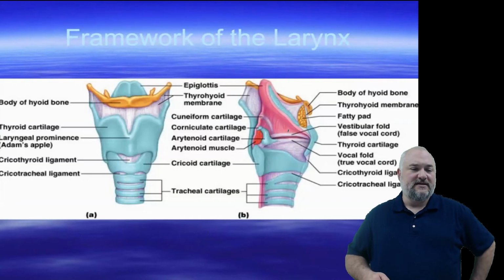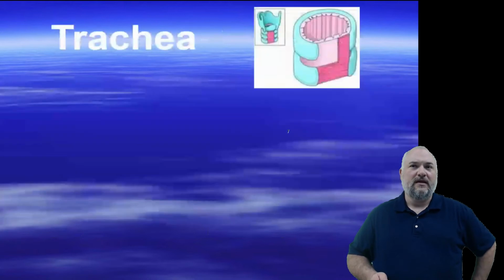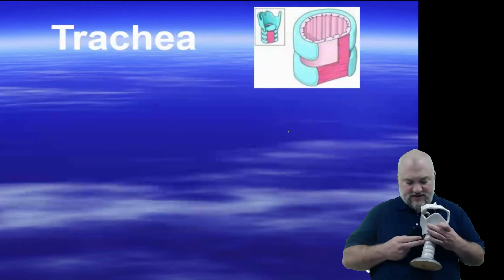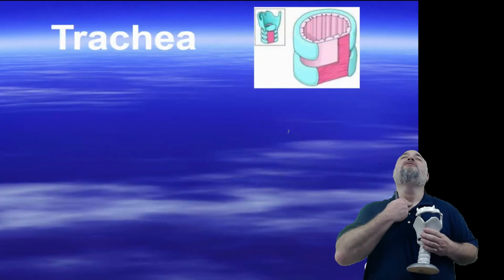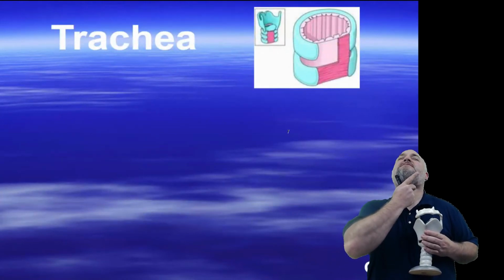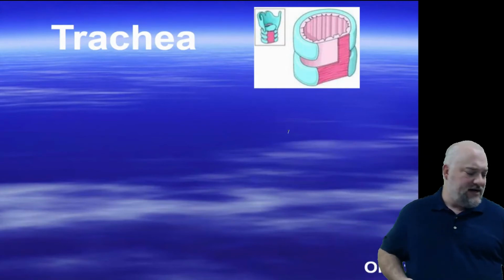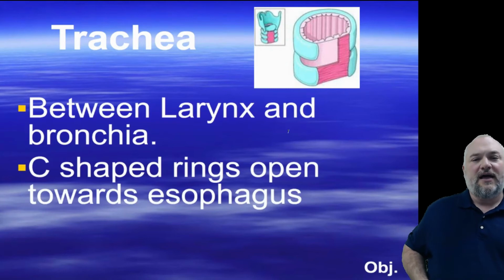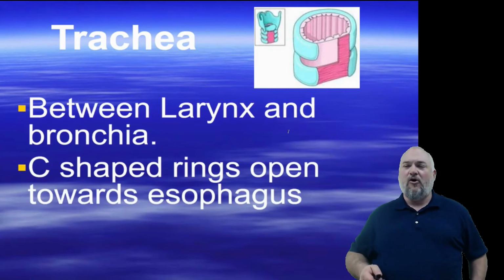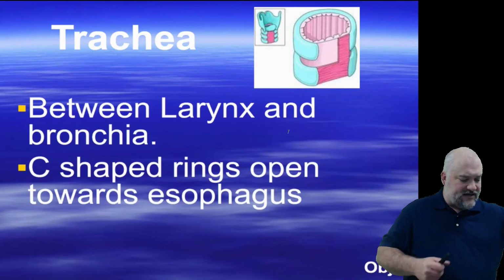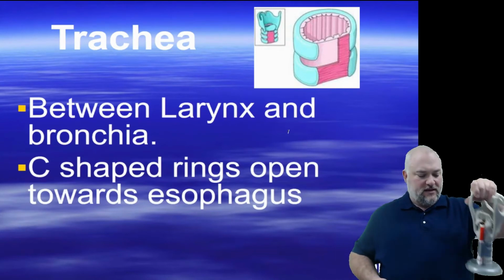All right, so here we can see the diagrams that I just showed you. Now moving further down into the trachea, which is this airway right here. You can feel it below. So this is your larynx and voice box up here. Here's your trachea down here. It's got these C-shaped rings in it. And the open area, as you can see in this picture, is open towards the back where the esophagus is, where I've got this marker.